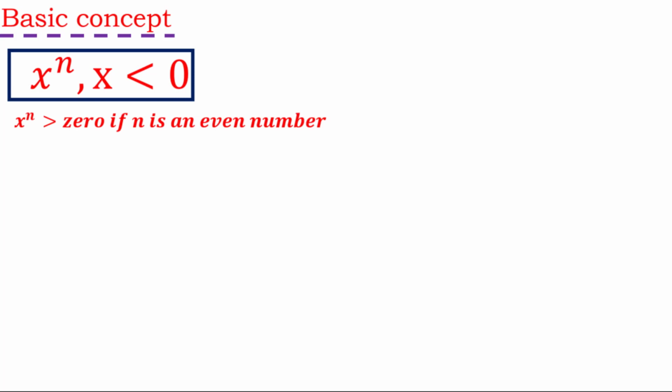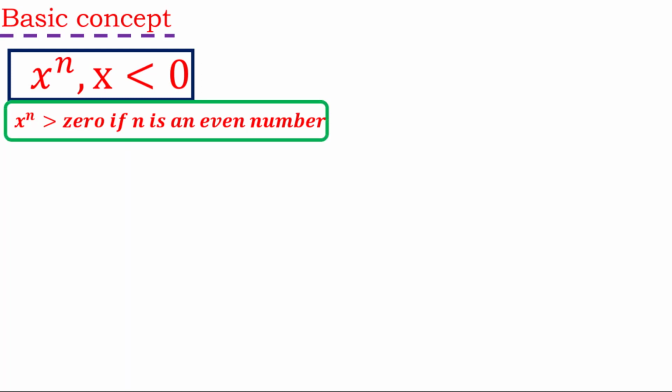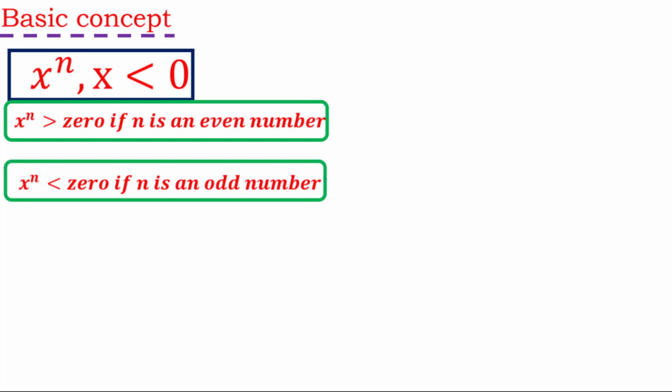Next concept: if we have a negative base, x raised to the power n, where x is less than 0, that x here is a negative base, and we are asking about the power. The value of x raised to the power n is greater than 0, it will be positive, if n is an even number, like 0, 2, 4, 6, and so on. But if the power is an odd number, the value will be negative.